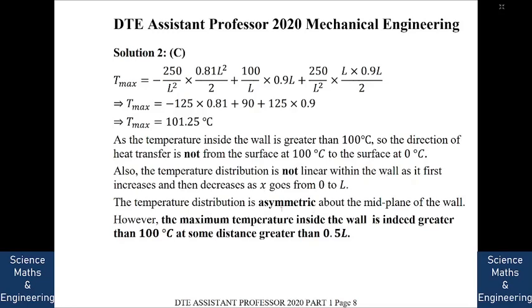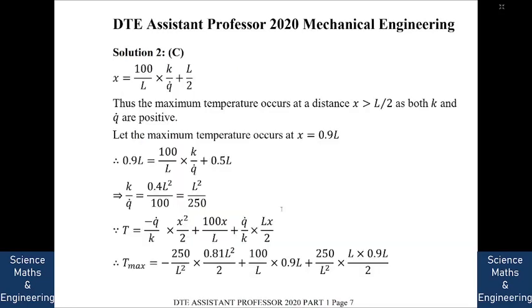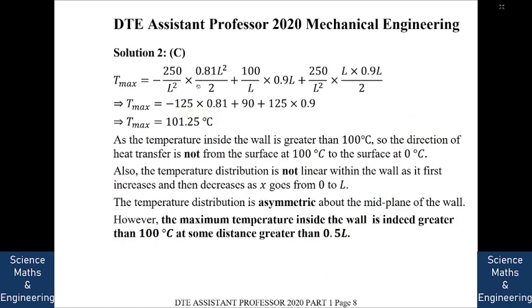We can also see from our previous equation where we get x is equal to 100 by L into k by q dot plus L by 2. So we know that the maximum temperature always occurs at a point more than L by 2 and not at L by 2. So it is not symmetric. So next question.